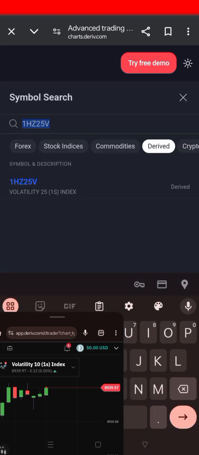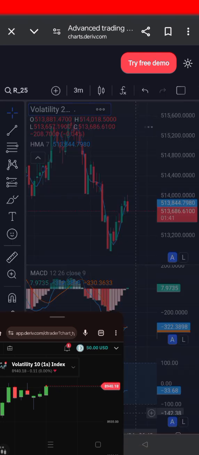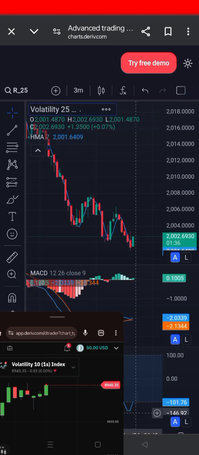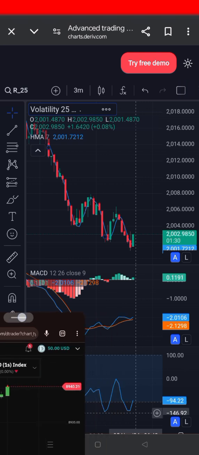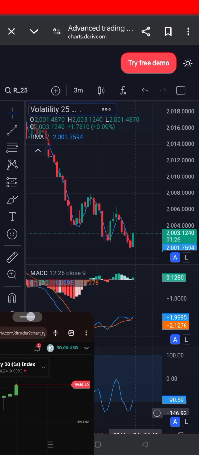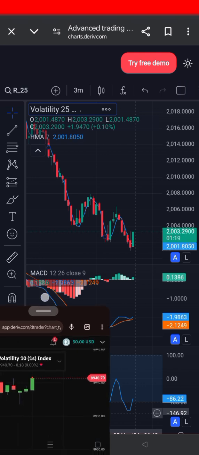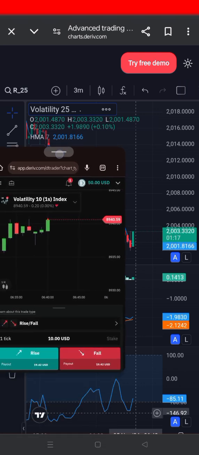Let's look at this Volatility 25 index. Yes, we can see the hull moving average has crossed up. The candlestick, currently at 1 minute 24 seconds, is trying to close above the hull, so there is a potential uptrend.